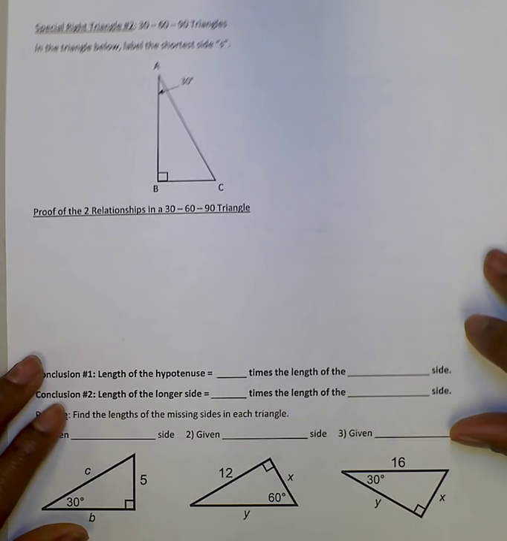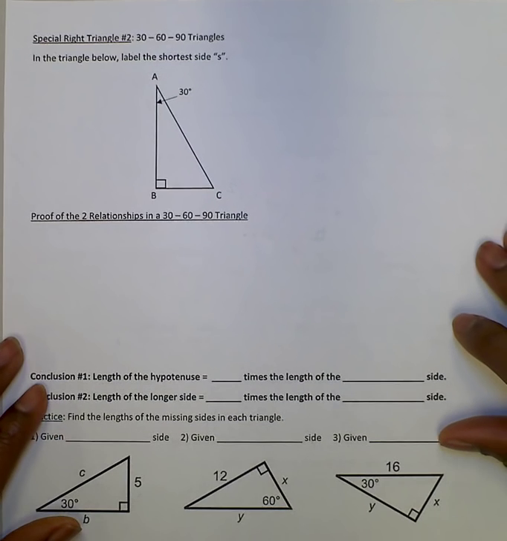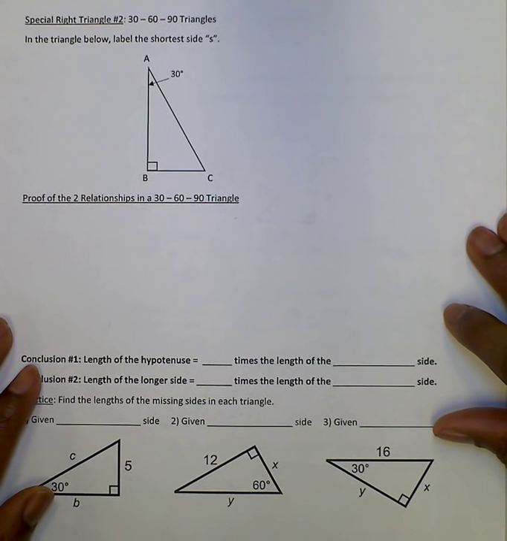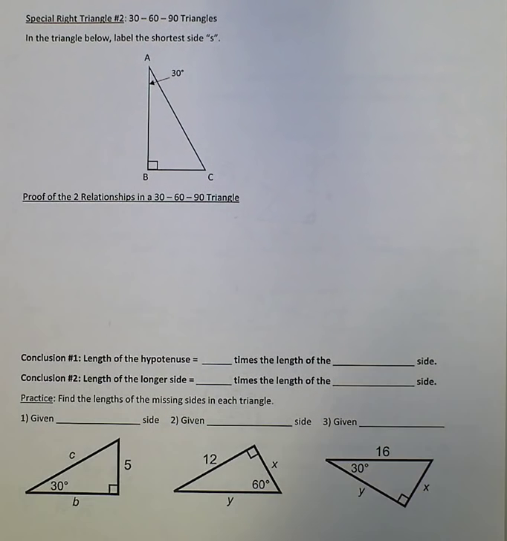All right, flip it over to the back. Look at our 30, 60, 90 triangles. Like I said, we're going to look at two special right triangles, and this is the other special right triangle, our 30, 60, 90 right triangle. So let's follow along with the directions on the sheet and talk through how we come up with the ratios for these sides.